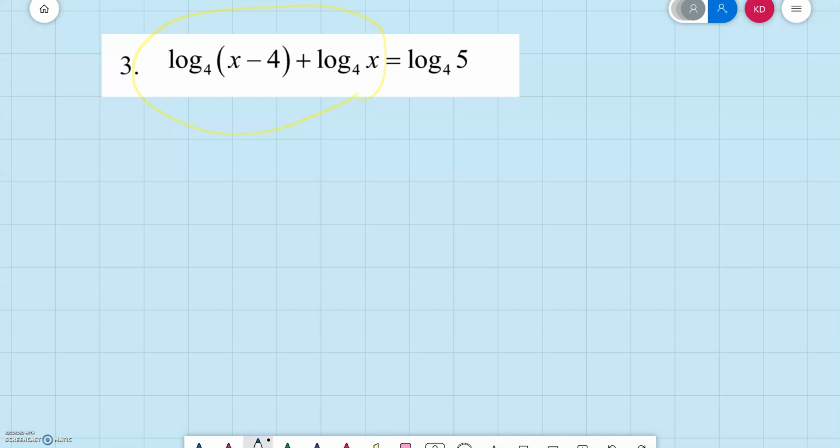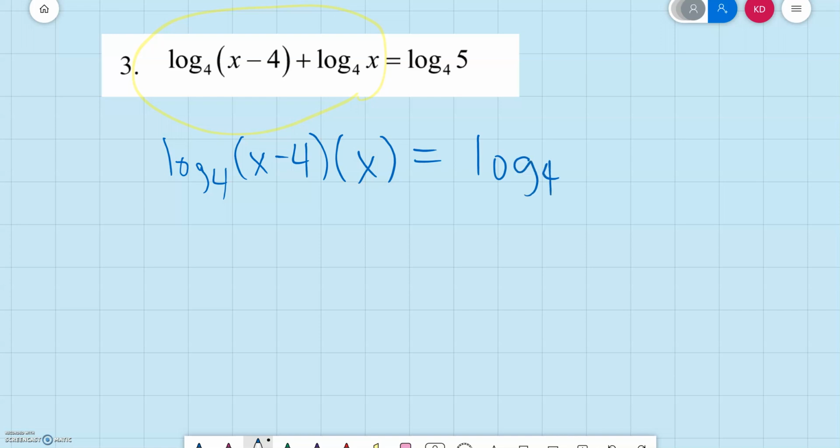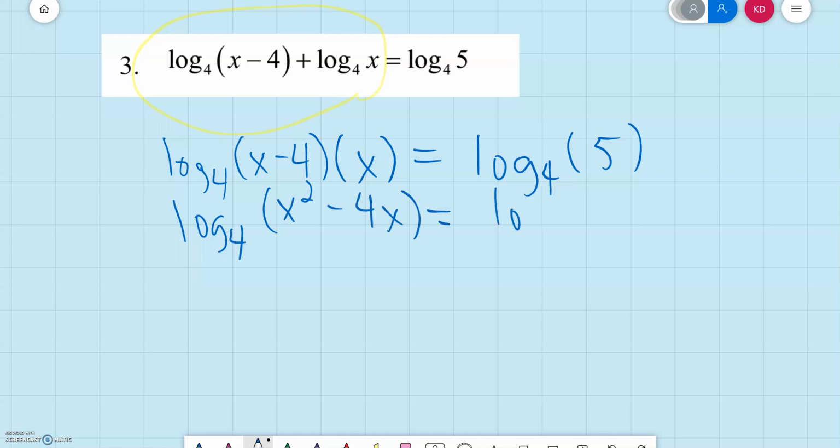So we're using log base 4, and I can see that that is the product property. So we're going to multiply the values of both of those logs. So we've got log base 4 of x minus 4 times x is equal to log base 4 of 5. Now I actually have to multiply the x minus 4 with x to get log base 4 of x squared minus 4x is equal to log base 4 of 5.